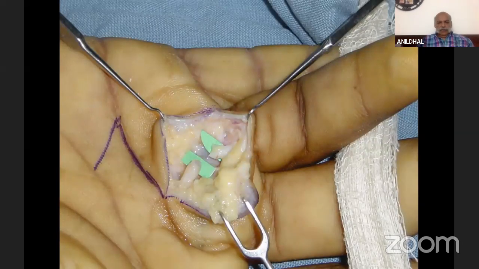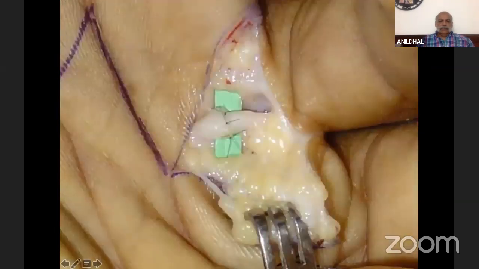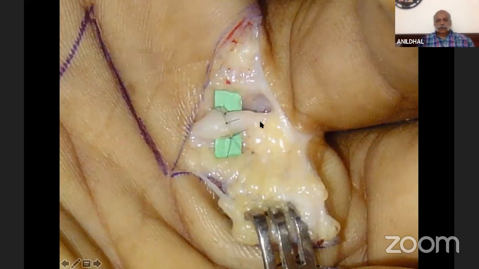Last example, a digital nerve cut just at the base of the index finger and a simple epineural suturing performed. It is a pure sensory nerve, the distance to be traveled is small, and within 3 months, the patient has good sensory recovery.